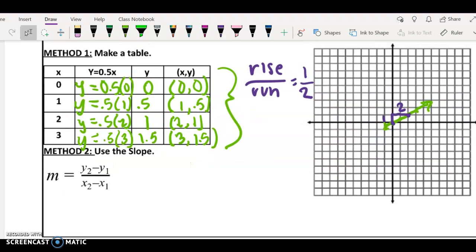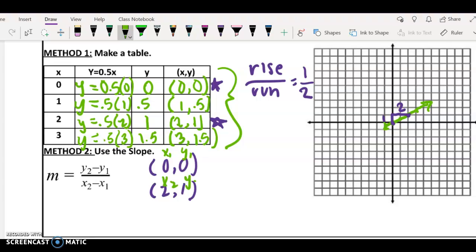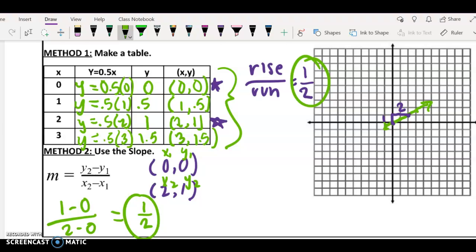Method 2 would be to use the points. So like I said, I'm going to use these 2 points because they were whole numbers. And so if I have the point 0, 0 and 2, 1, my x1, my y1, my x2, my y2, y2 minus y1, so 1 minus 0, over x2 minus x1, 2 minus 0, equals 1 over 2. So I get the same slope no matter what method I use.